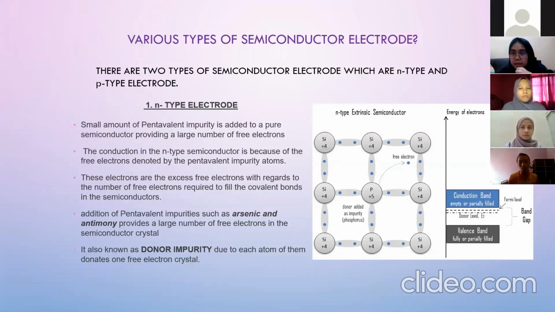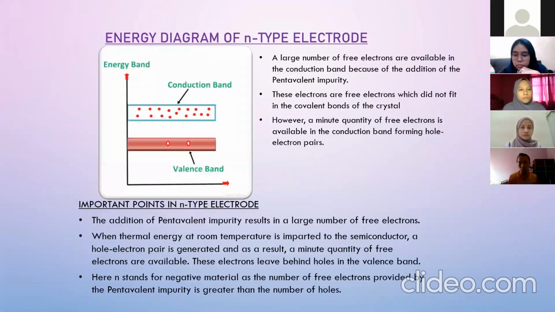This is also the band gap theory for the N-type electrode. As you can see, the Fermi level is near to the conduction band compared to the valence band. Okay, this is the diagram of the N-type electrode. The large number of free electrons are available in the conduction band because of the addition of the pentavalent impurities. So in the conduction band, you will have the excess of electrons due to pentavalent impurity. These electrons are free electrons that did not fit in the covalent bonds of the crystal.